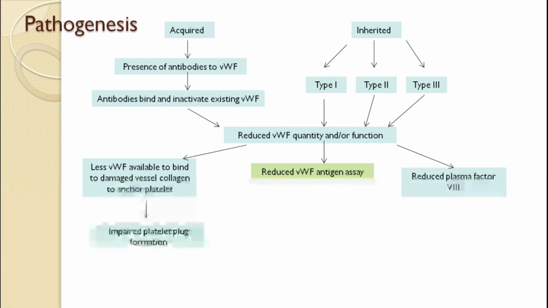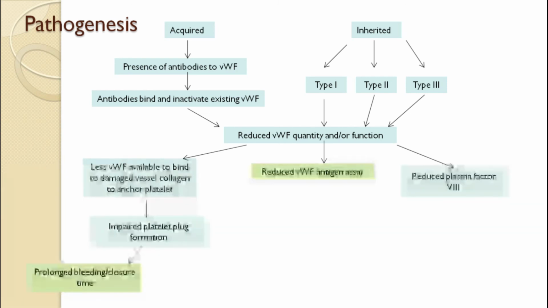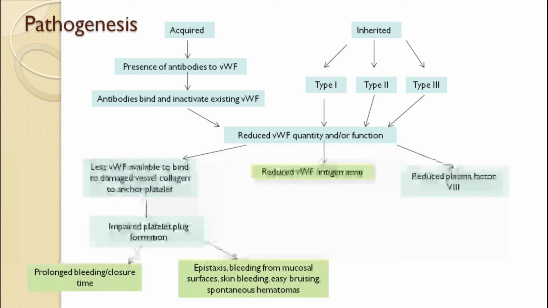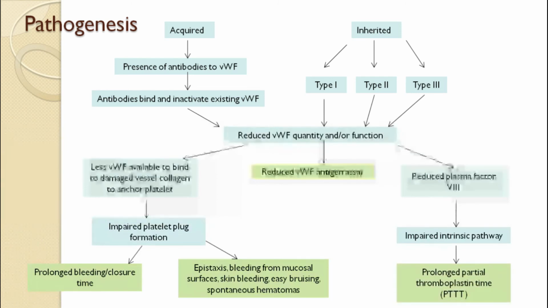This causes impaired platelet plug formation, leading to prolonged bleeding or closure time, as well as epistaxis, bleeding from mucosal surfaces, skin bleeding, easy bruising, and spontaneous hematomas. The reduced plasma factor VIII causes impaired intrinsic pathway, which eventually leads to prolonged partial thromboplastin time, or PTT.